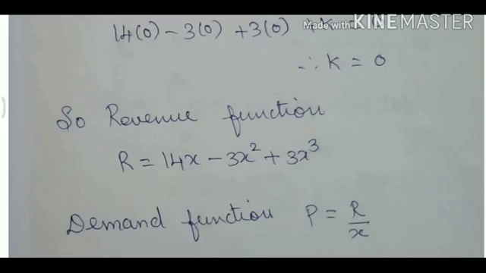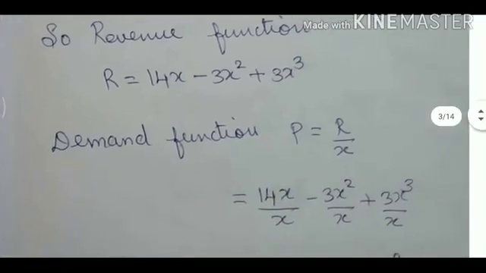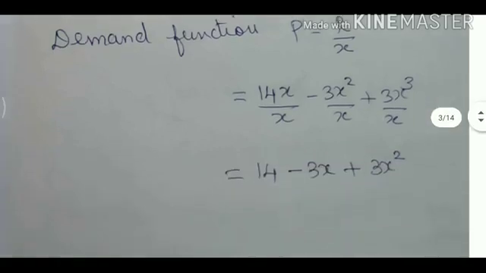But in the question it is asked to find the demand function. So what is the formula for the demand function? P equals R by x. That is, we divide the revenue function by x in order to get the demand function. So the demand function P equals R by x. Here R equals 14x minus 3x square plus 3x cube. If you divide it by x, that is 14x by x minus 3x square by x plus 3x cube by x, it gives 14 minus 3x plus 3x square.